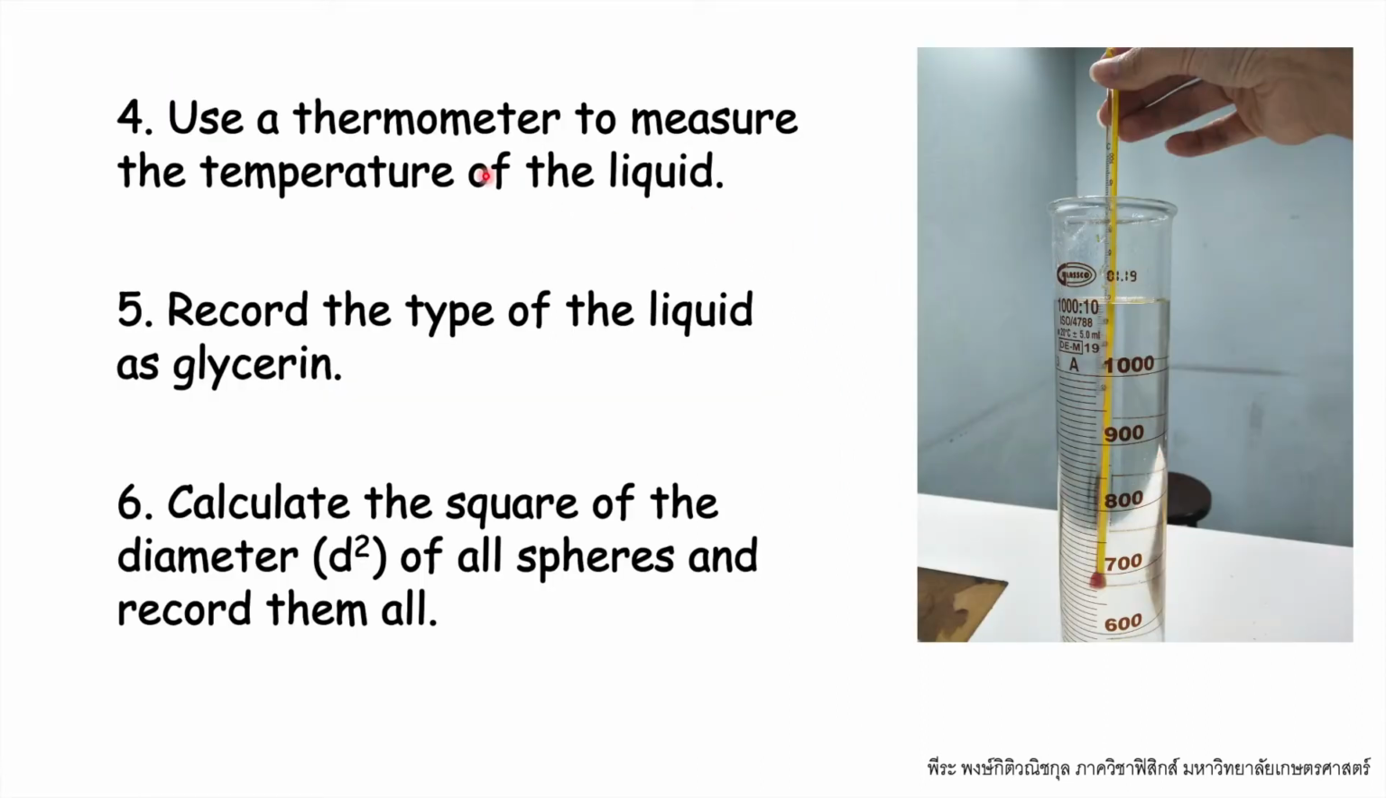Step 4. We will use a thermometer to measure the temperature of the fluid, shown in this figure. Step 5. We record the type of the liquid as glycerin. Step 6. We will calculate the square of the diameter of all spheres and record them all.